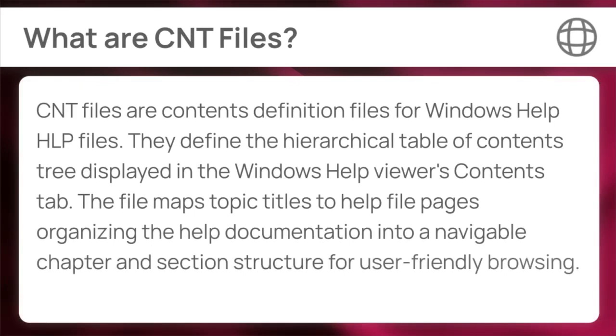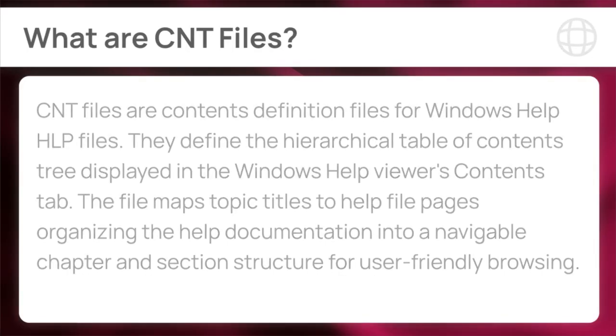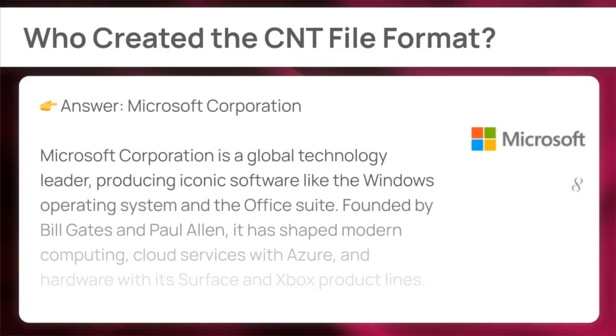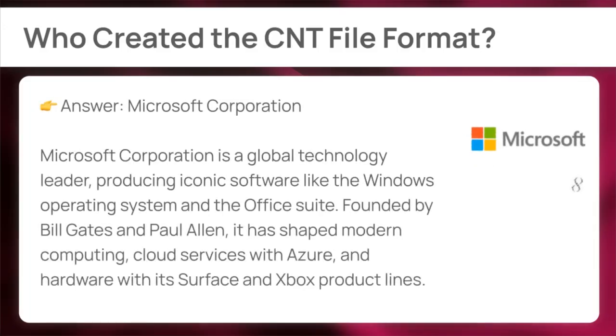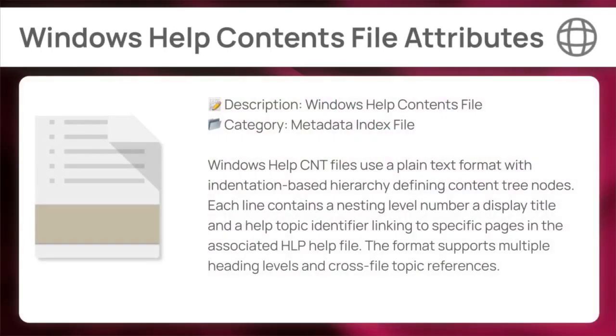CNT files are contents definition files for Windows Help HLP files. They define the hierarchical table of contents tree displayed in the Windows Help Viewer's Contents tab. The file maps topic titles to help file pages, organizing the help documentation into a navigable chapter and section structure for user-friendly browsing. Windows Help CNT files use a plain text format with indentation-based hierarchy, defining content tree nodes.